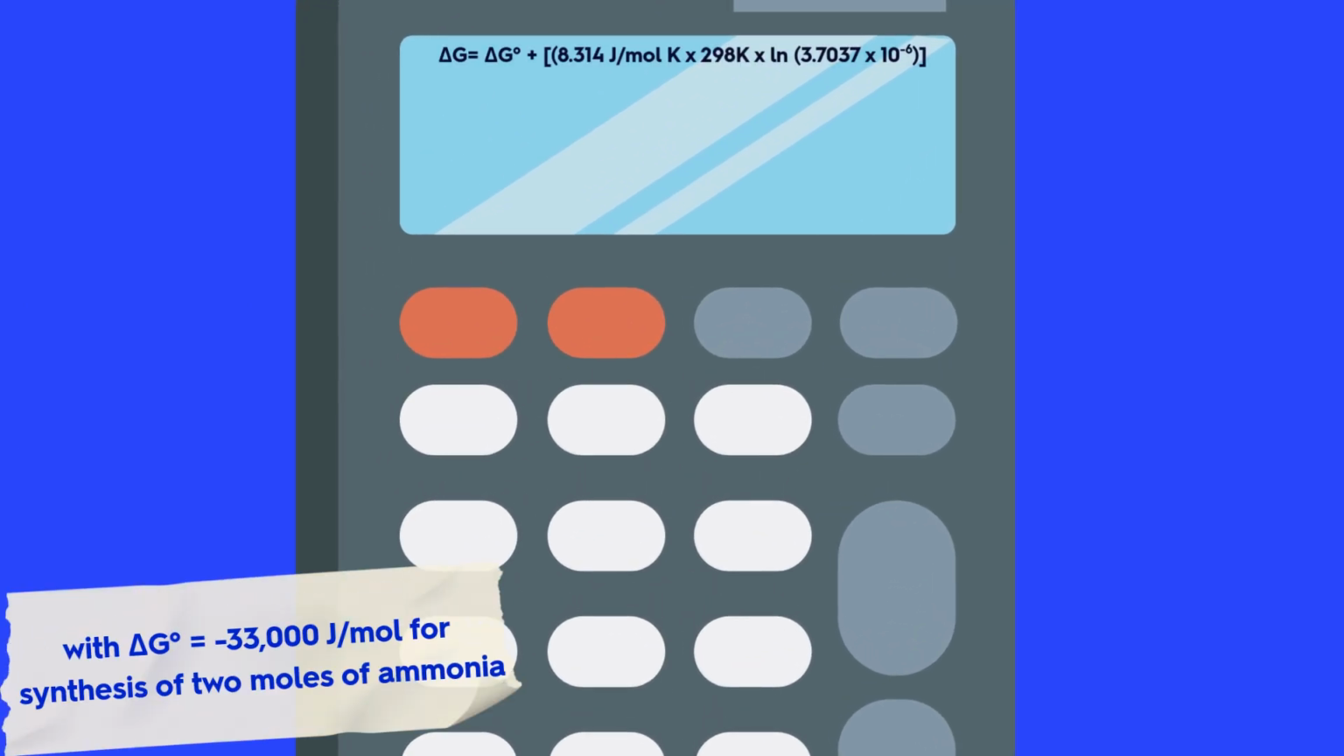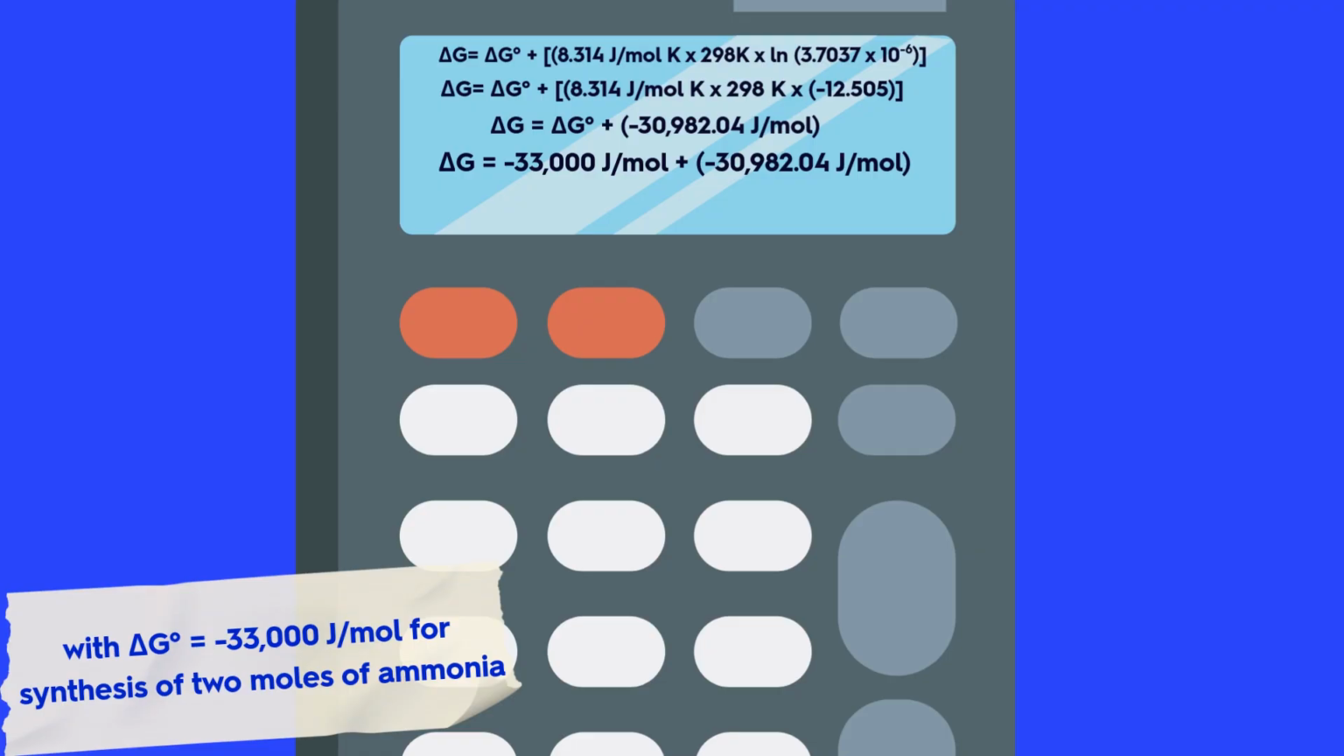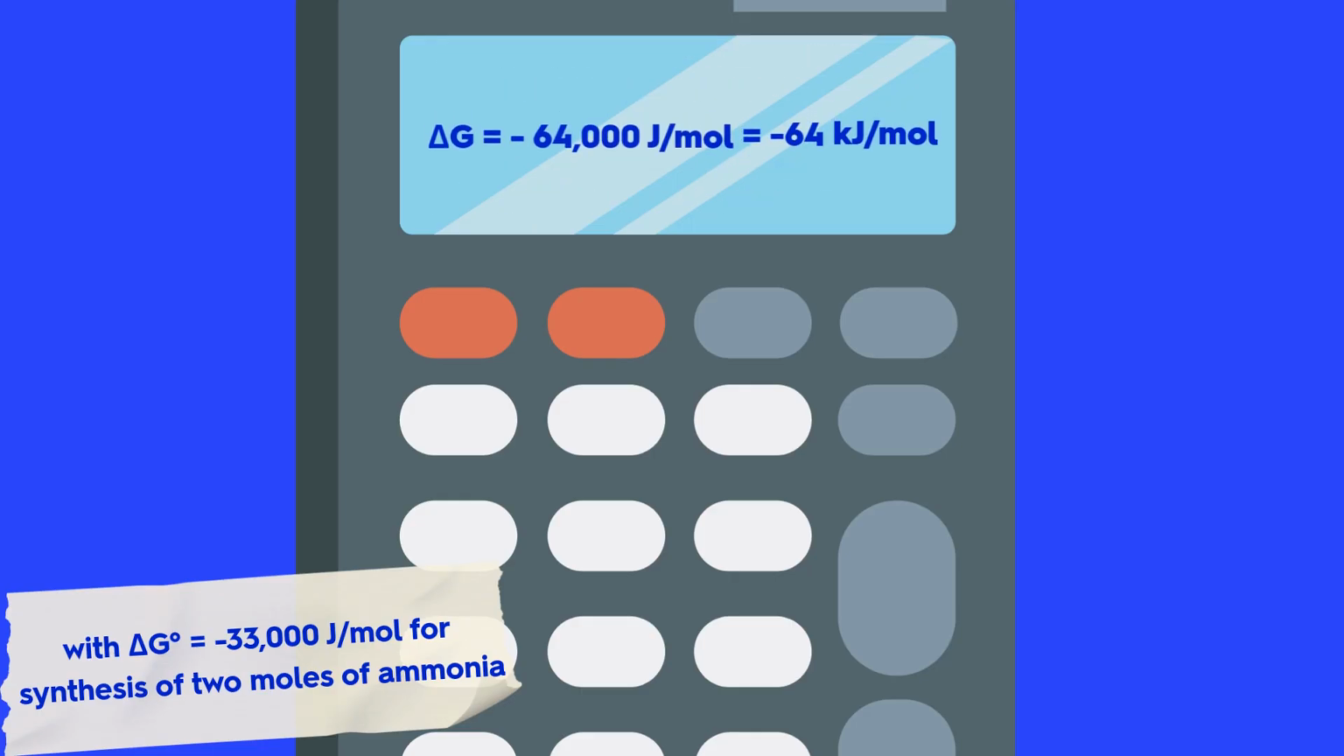Because Q is far less than 1, natural log of Q is negative, so RT times natural log of Q lowers delta G below its standard value. The reaction is more spontaneous under these pressures than at 1 atmosphere.